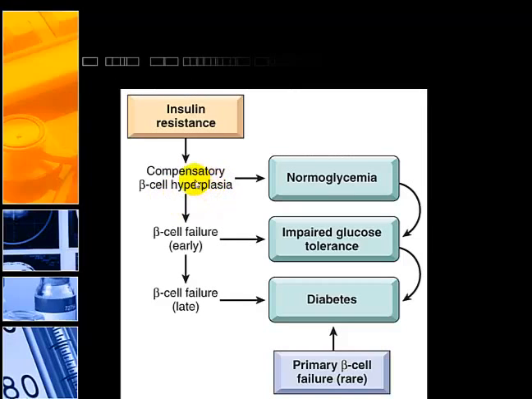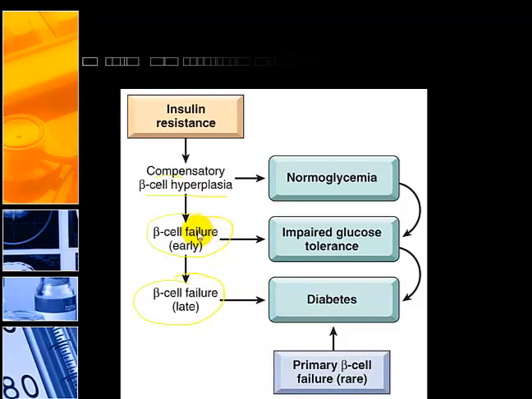Now, what happens is, initially you have insulin resistance, there will be a compensatory beta cell hyperplasia. The patients will be normoglycemic. There will still be impaired glucose tolerance. The beta cells will fail and will cause IGT, or impaired glucose tolerance. The beta cells will continue to fail, and will lead to overt diabetes.